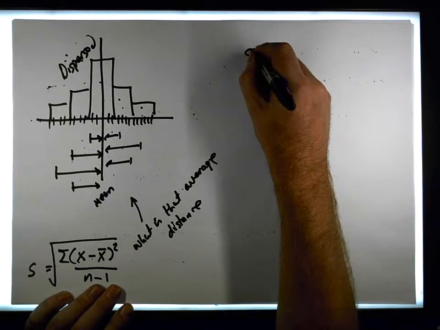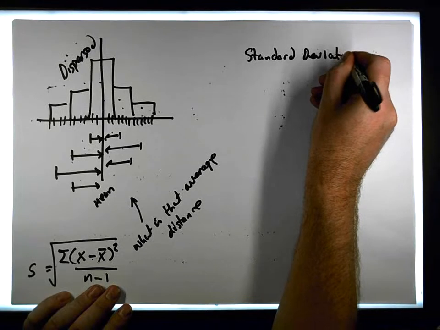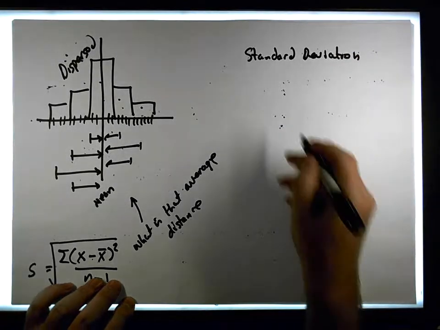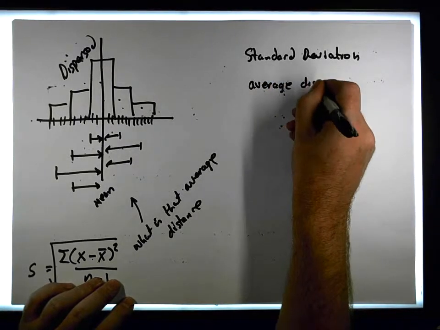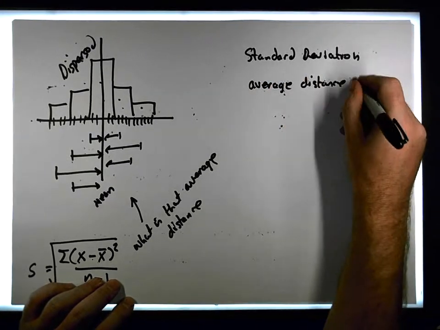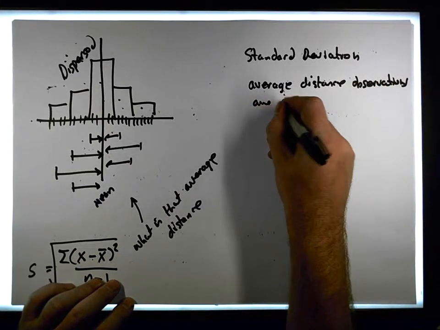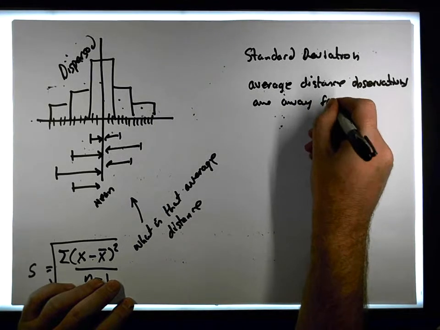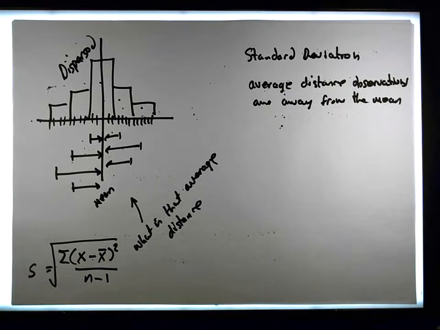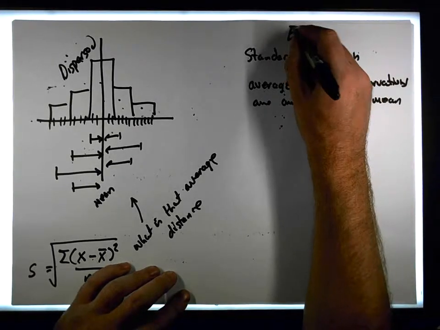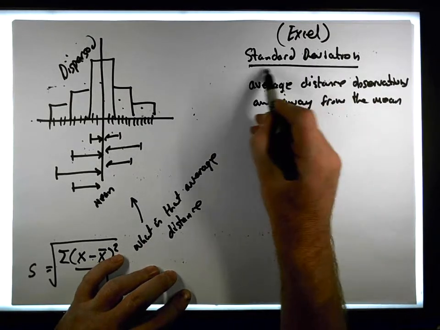The standard deviation is an interesting statistic for us. It is the average distance observations are away from the mean value. Now, I'm not going to do the calculation. We're going to rely upon Excel to do that calculation. I have videos up that do the calculation of the standard deviation.